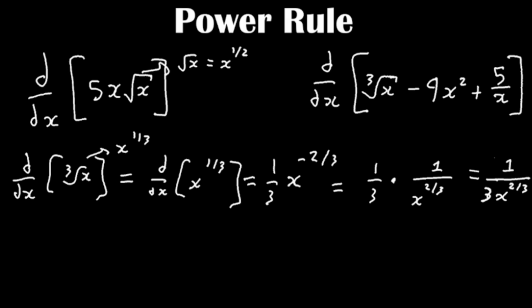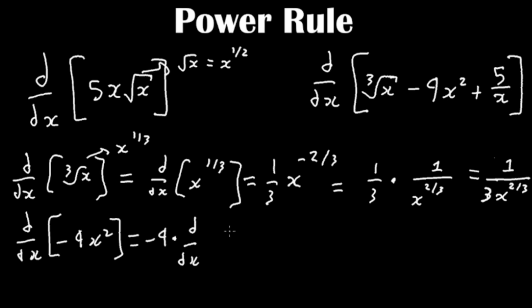Okay. Now, let's do the derivative of negative 9x squared. We'll just add them all at the end. Well, remember, we can always pull out that negative 9. So that's negative 9 times the derivative of x squared. And we already did this. We bring down the power, reduce the exponent by 1. That's negative 9 times 2x. That's negative 18x.